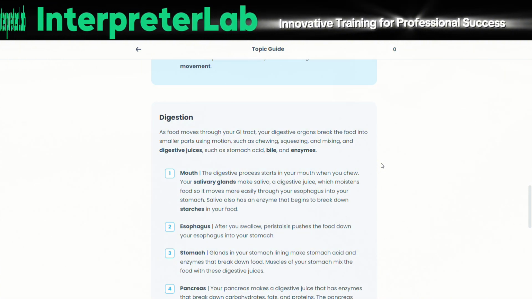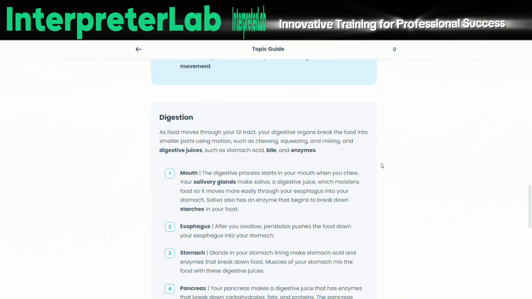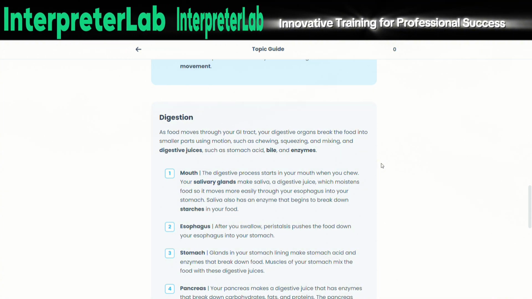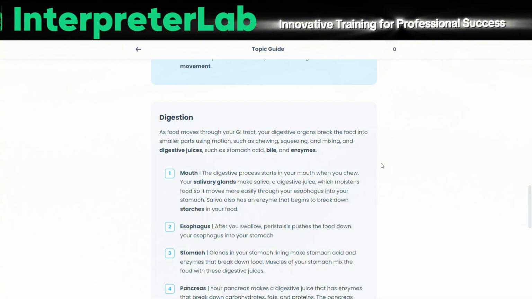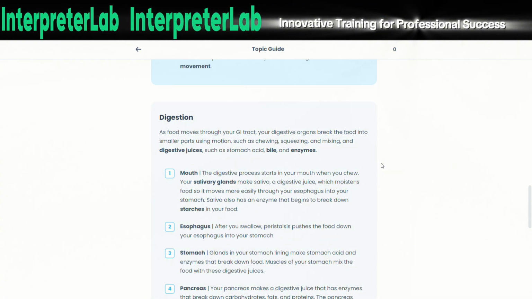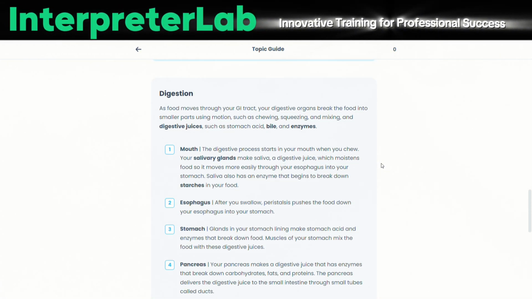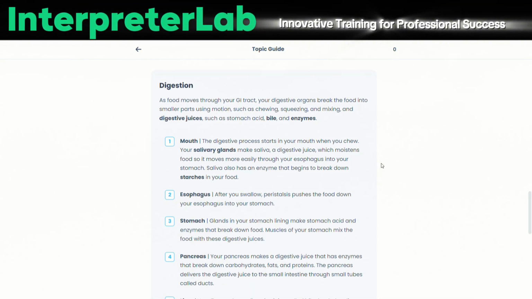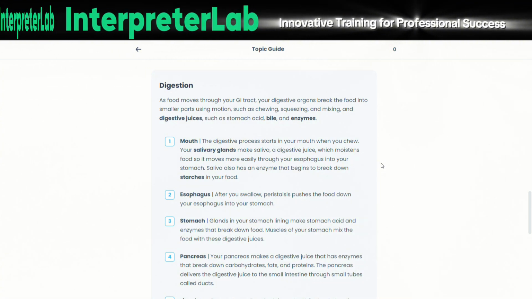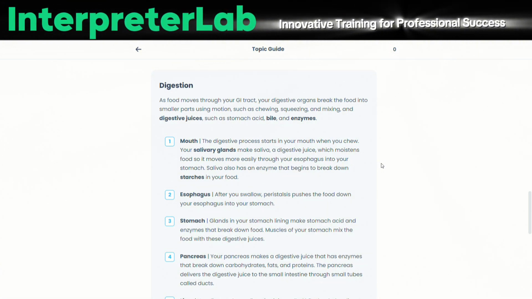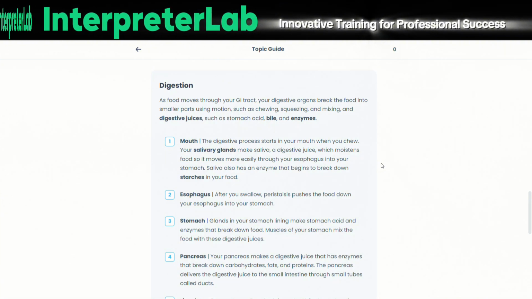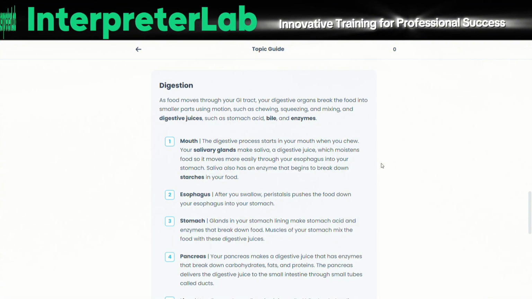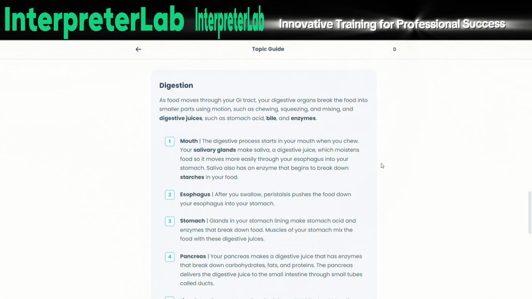Digestion. As food moves through your GI tract, your digestive organs break the food into smaller parts using motion, such as chewing, squeezing, and mixing, and digestive juices, such as stomach acid, bile, and enzymes. Mouth. The digestive process starts in your mouth when you chew. Your salivary glands make saliva, a digestive juice, which moistens food so it moves more easily through your esophagus into your stomach. Saliva also has an enzyme that begins to break down starches in your food. Esophagus. After you swallow, peristalsis pushes the food down your esophagus into your stomach.